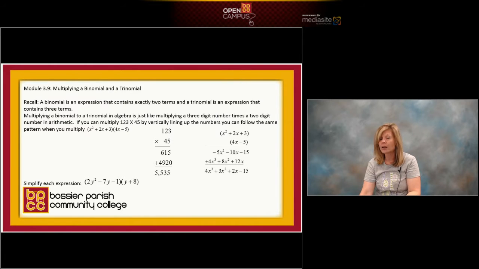I will double check, make sure I'm in the correct descending order, which I am. 4x cubed plus 3x squared plus 2x minus 15. And that is how you multiply a binomial times a trinomial. So I'll see you in the video, and we'll do one on the board.